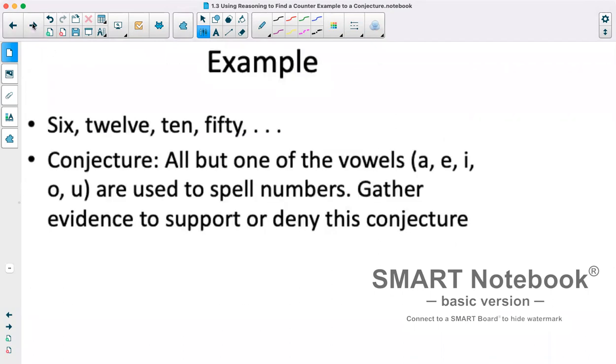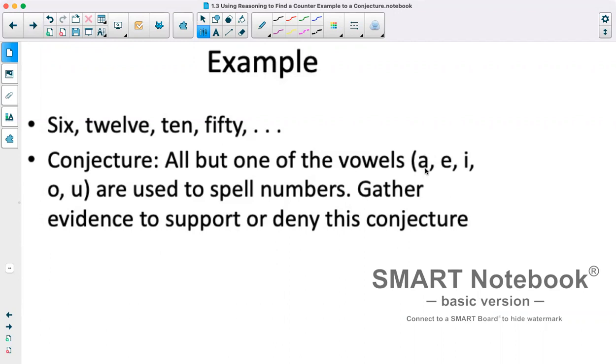So we have this example, 6, 12, 10, 50. There's a conjecture: all but one of the vowels A, E, I, O, and U are used to spell numbers. Gather evidence to support or deny this conjecture. So right now we're saying that one vowel is essentially not used in the spelling of numbers. So what we can do to try to invalidate this is see if we can use all letters.